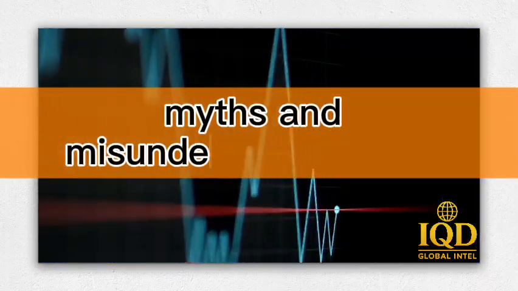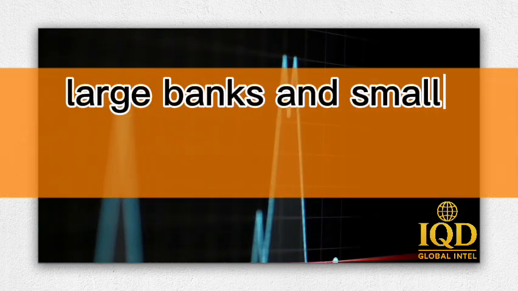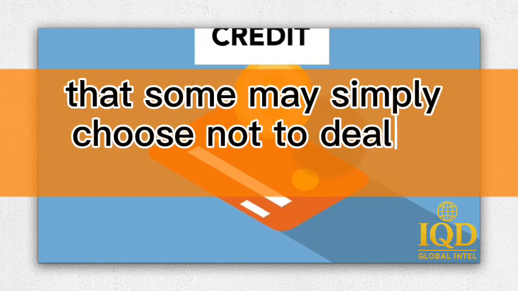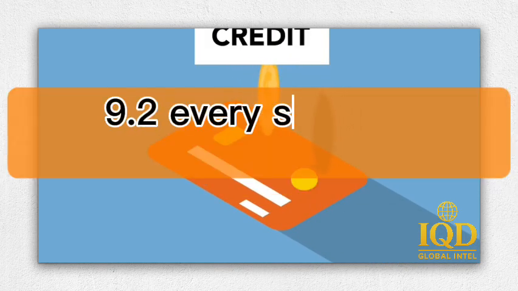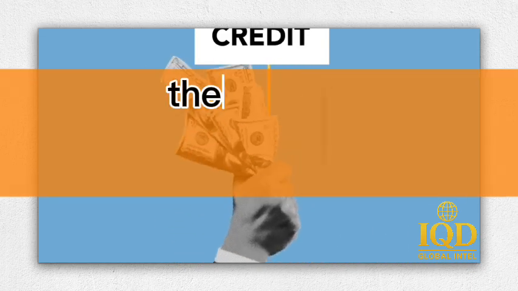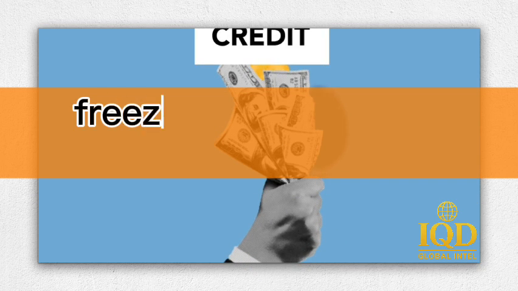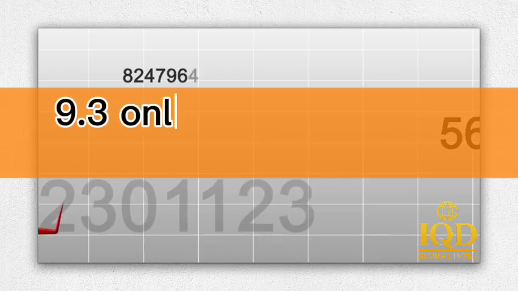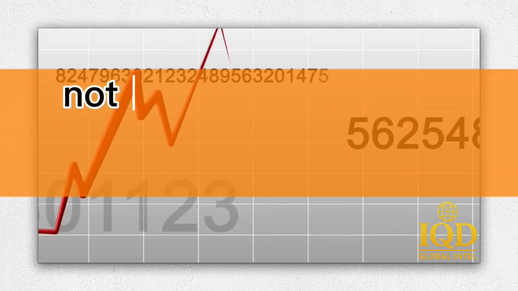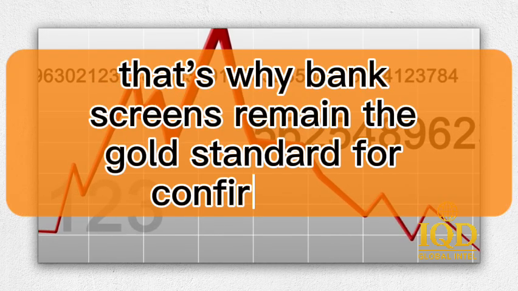Myths and misunderstandings. 9.1 Only big banks know the truth. Not true. Large banks and small community banks all use internal systems. The difference is that some may simply choose not to deal in certain currencies. 9.2 Every strange message means RV. While unusual system messages are intriguing, they don't automatically signal a revaluation. They may reflect technical updates, freezes, or regulatory changes. 9.3 Online rates tell the full story. Online rates are market references, not the buy-sell prices you'll encounter at a bank. That's why bank screens remain the gold standard for confirmation.